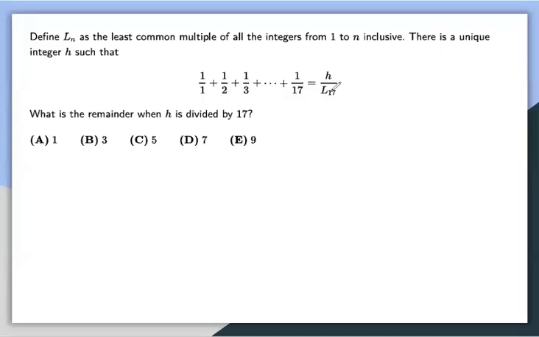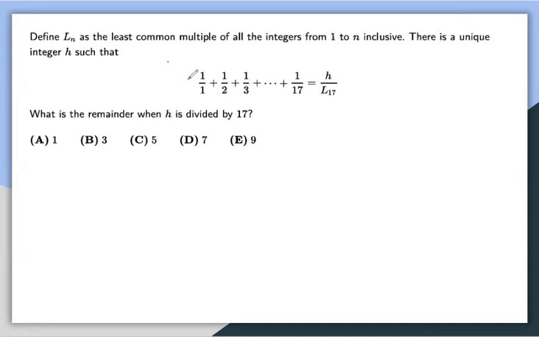Hello, one. So we have another AMC 10 problem. This was number 19. We are told that L(n) is the least common multiple of all the integers from 1 through n inclusive. And then there is a unique h such that the sum of these fractions is equal to h over L(17). And we want to find the remainder when h is divided by 17.